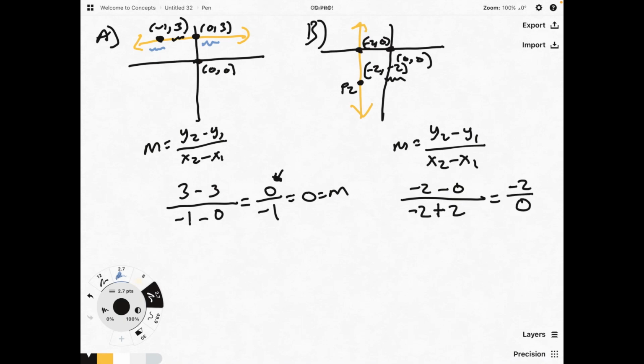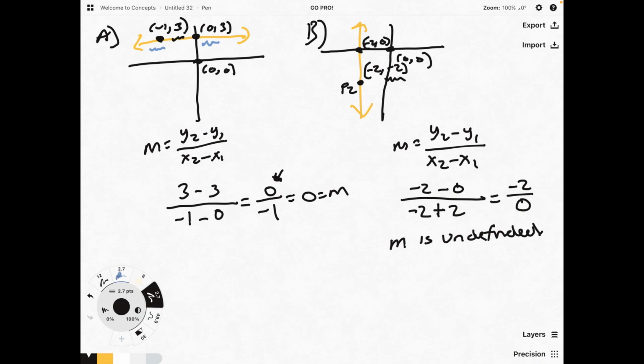Now, we know that any number divided by 0 is undefined. In this case, m is undefined. And this is because any number divided by a 0, again, is equal to undefined. Therefore, we know that any line with a slope m that is undefined is a vertical line.